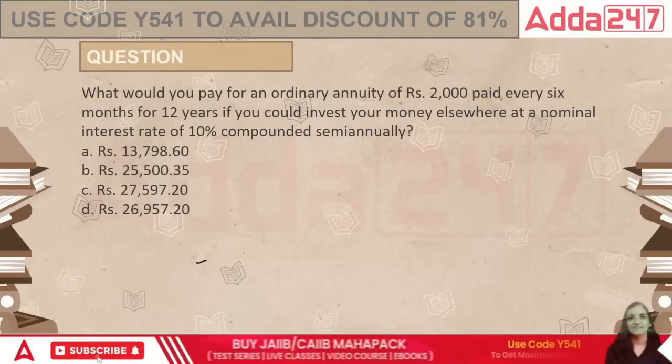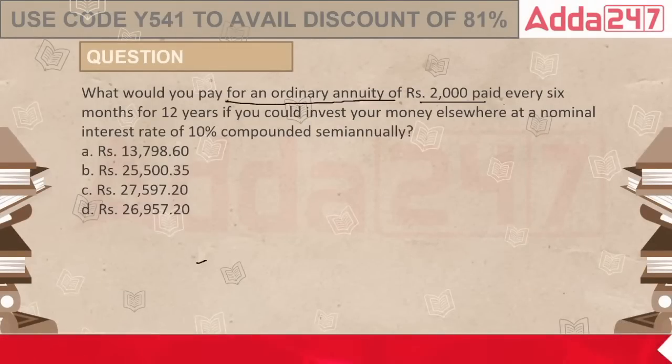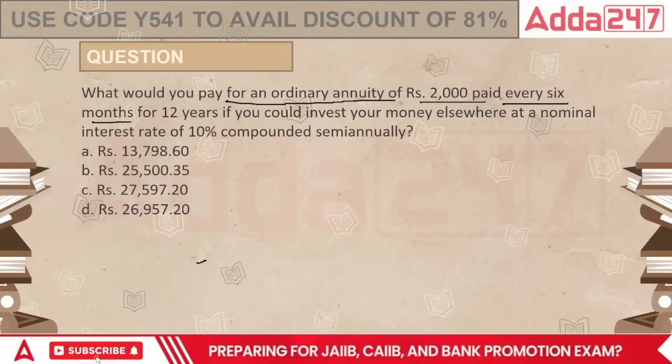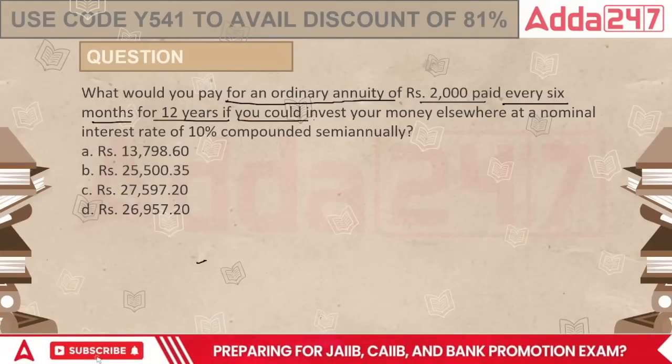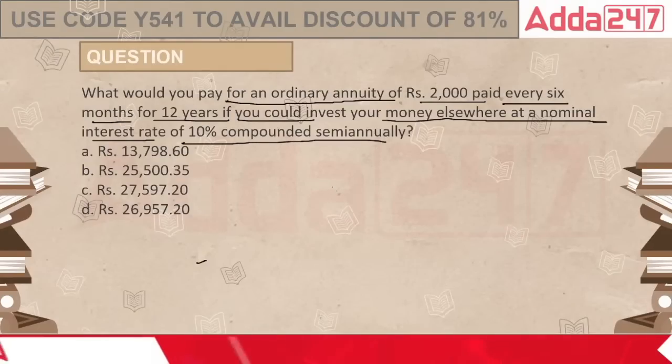Next question. What would you pay for an ordinary annuity of 2000 paid every 6 months for 12 years if you could invest your money elsewhere at a nominal rate of interest of 10% compounded semi-annually?